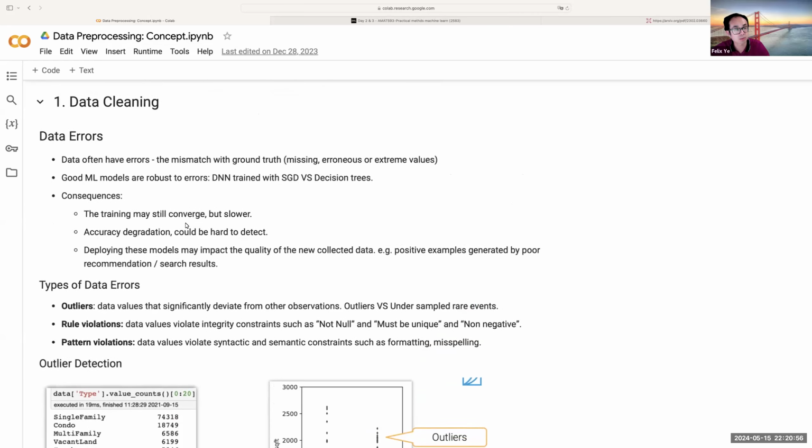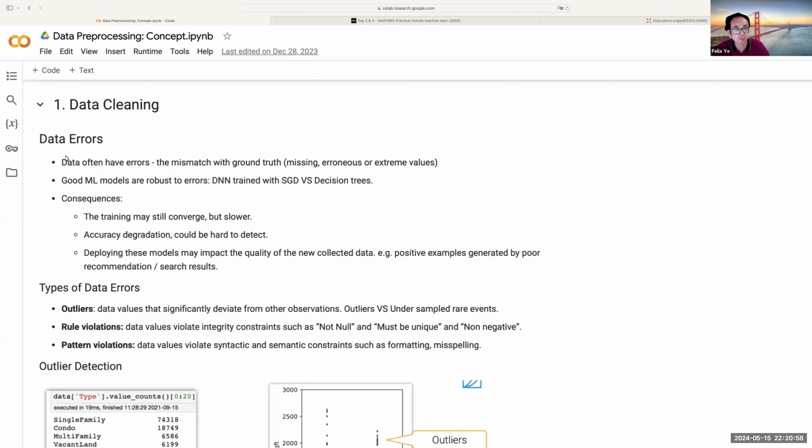The first thing we're going to talk about is data cleaning. A lot of the time the data has errors. That means it has a mismatch with the ground truth, sometimes it has missing values, sometimes it has extreme values, and you have seen similar situations before. A good model should be very robust to those errors. If the data is missing or has extreme values, those models should handle these situations very well.